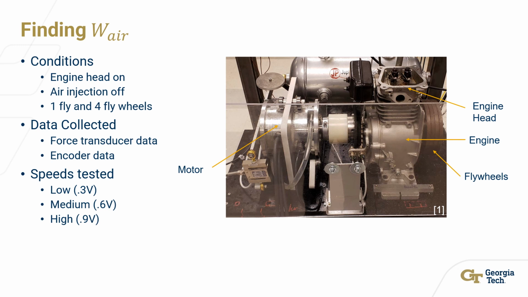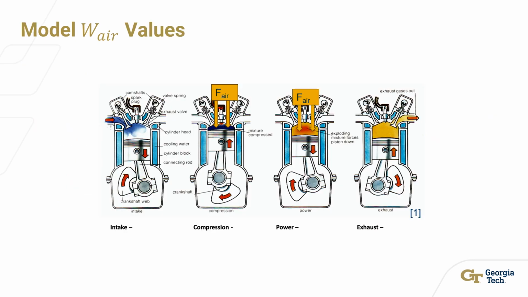Using this setup, the system was again tested with 4 flywheels and 1 flywheel. This is an overview of the engine stroke cycle. Theoretically, air should be doing no work on the system during intake, negative work during compression, equivalent positive work during power, and no work during exhaust.